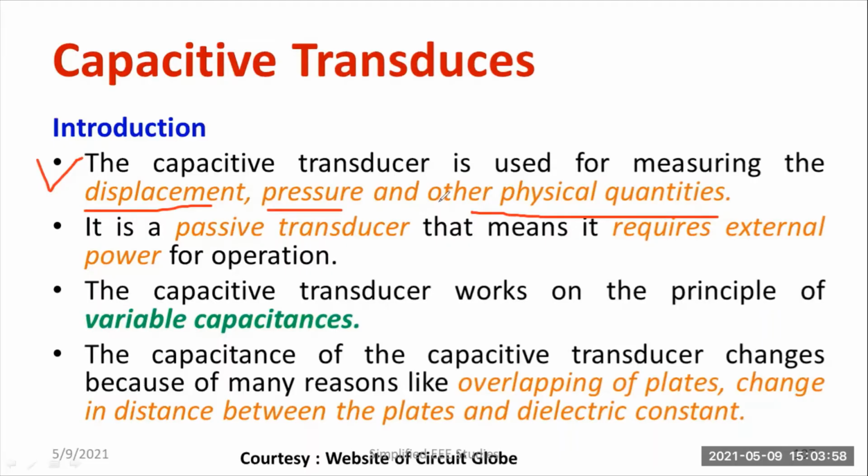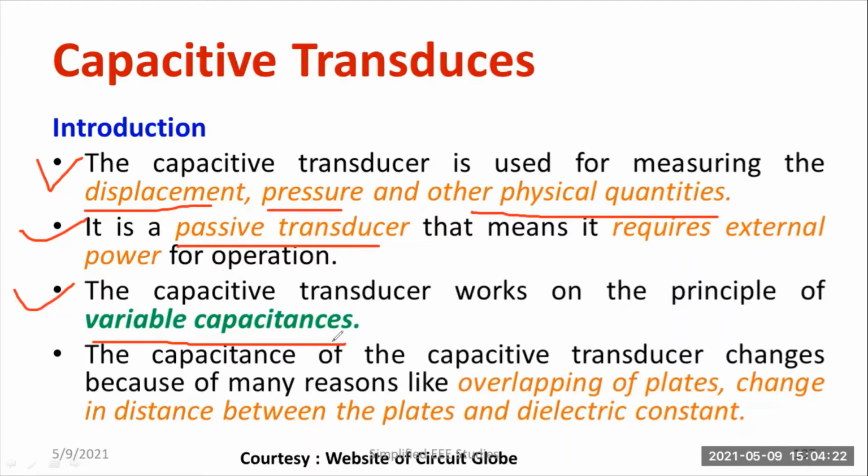Non-electrical quantities will be converted into electrical quantities based on the principle of the capacitance effect. It requires an external supply to operate. That means external excitation is required to operate the capacitive transducer. Therefore, I can categorize this transducer as a passive transducer. All right. Now, it operates based on the principle of variable capacitance.